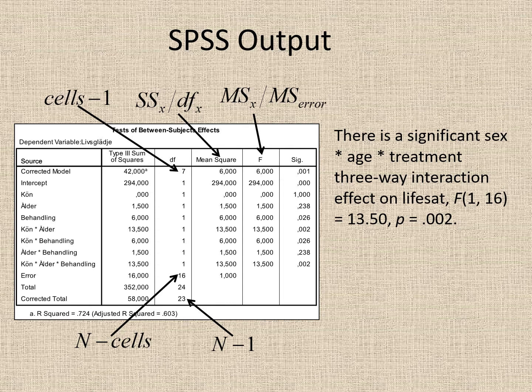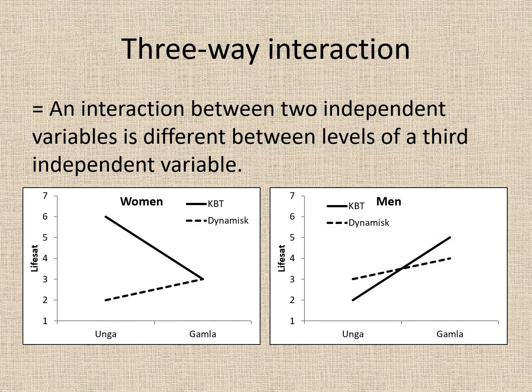So for female patients, if we interpret, we could go even further to get every single p-value here. But the figure here indicates that for female patients, it's better to get cognitive therapy compared with dynamic therapy if you're young. If you're old, it doesn't matter.